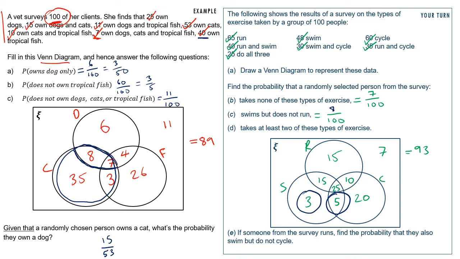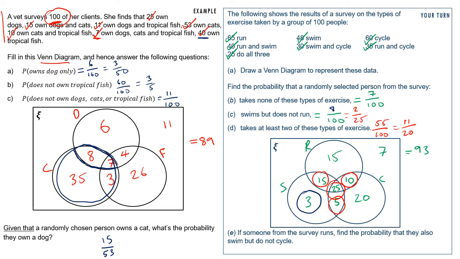Takes at least 2 types of exercise. So these groups all do 2 types of exercise, and it's at least, so it includes these ones as well. So that's 55 out of 100. We can simplify that. And also I should have simplified this one as we went before.